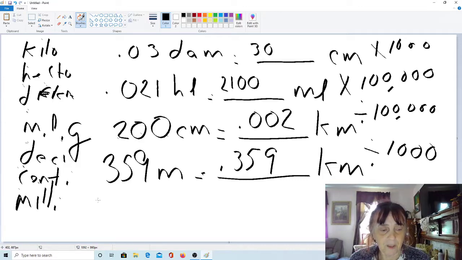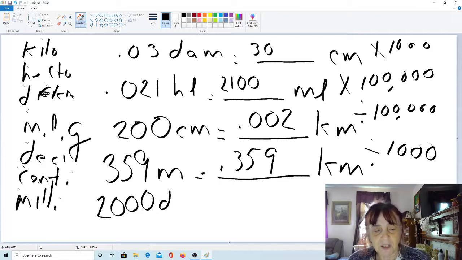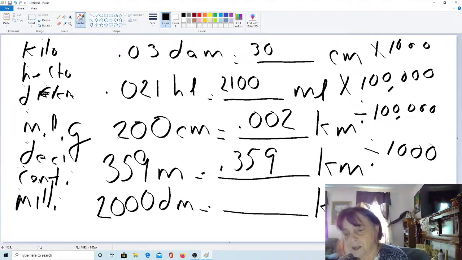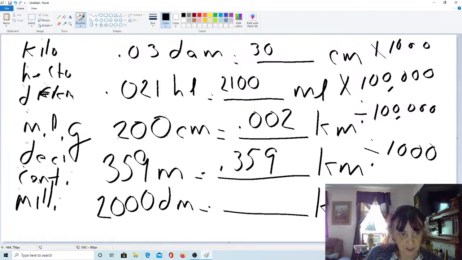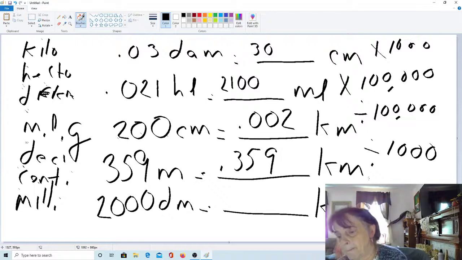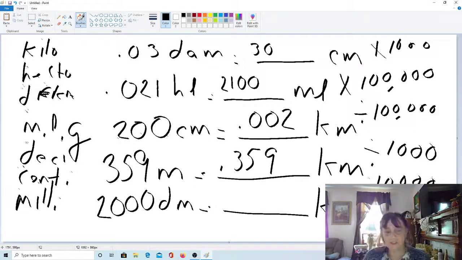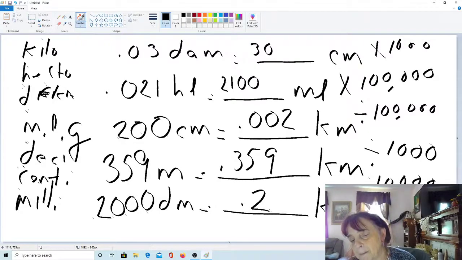And let's say I have 2,000 decimeters. That's how many kilometers? So from decimeters to kilometers, divide by 10, 100, 1,000, 10,000. Okay, it's 4 decimal places. Move your decimal point 4 places to the left. Here's 1, 2, 3, 4. It's 0.2 kilometers.